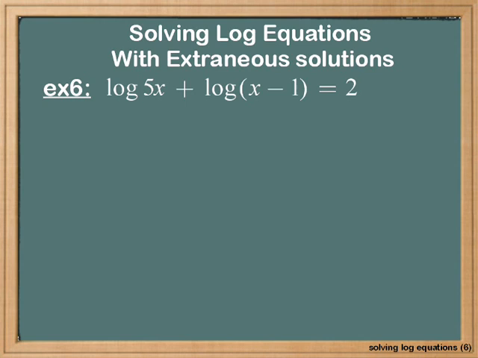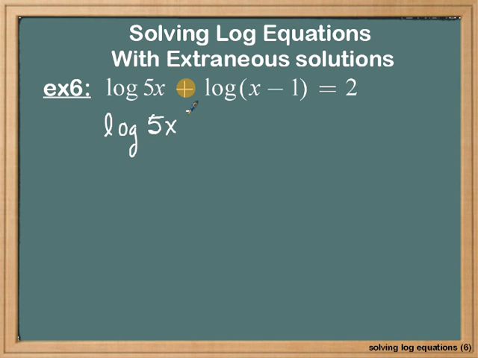Solving log equations with extraneous solutions is our last example. Remember that an extraneous solution means that when I get my answer, if I plug it back into the equation and it makes the equation false, I must eliminate it as a possible answer. So let's take a look at this: log of 5x plus the log of x minus 1 equals 2. I see that I have a log on both sides of the equation, and since that happens, I'm going to condense, and I have a plus sign there. So the plus sign means I'm going to multiply.